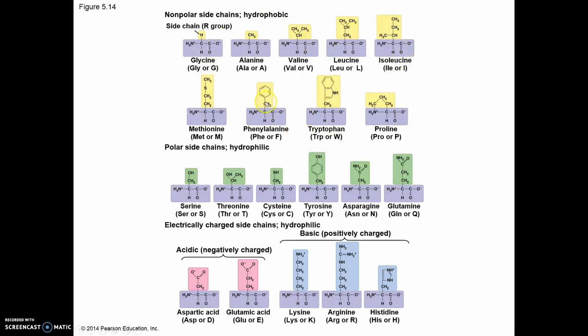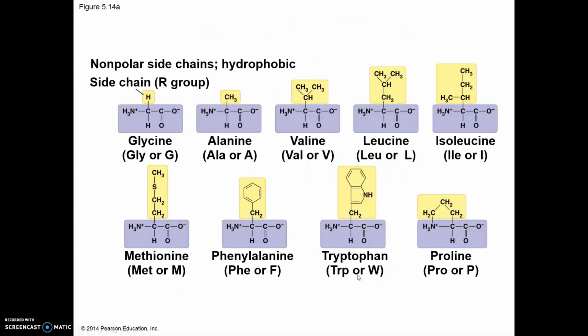So we have hydrophobic side chains and polar side chains. Within those polar side chains, we may have polar but uncharged. We may have polar and negatively charged, so things that are acidic in nature. Or we could have side chains that are basic in nature, and they will be positively charged. So let's go through each one of these groups.